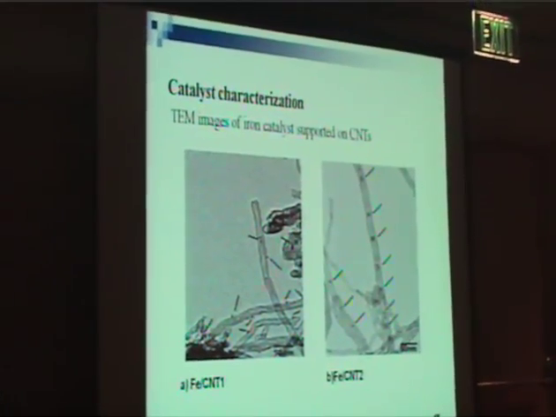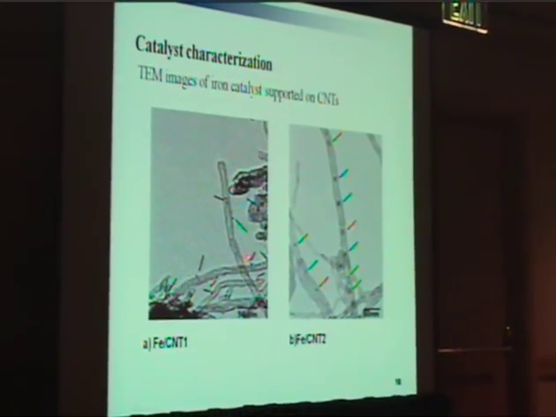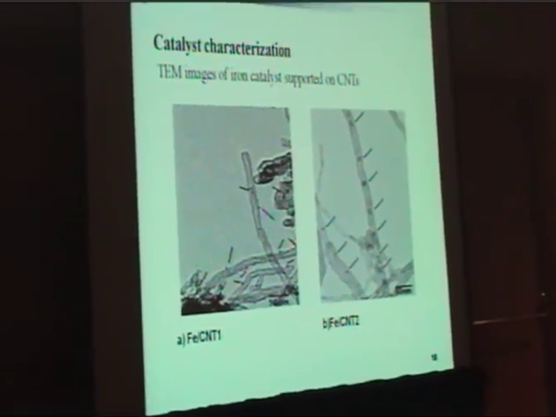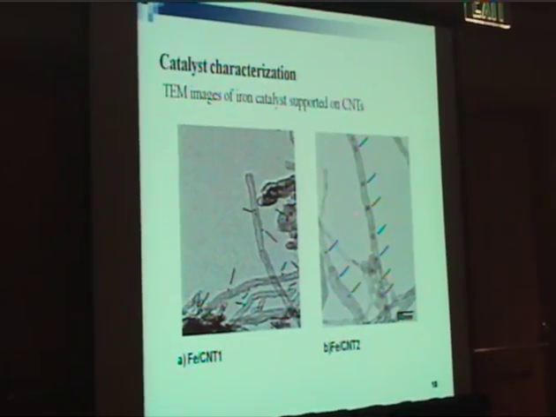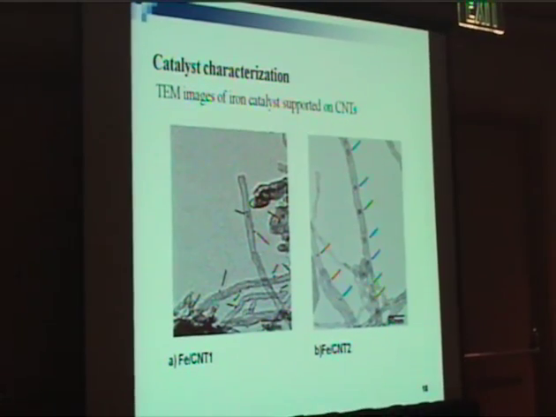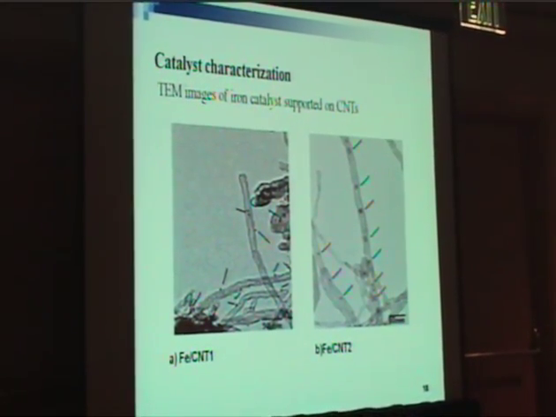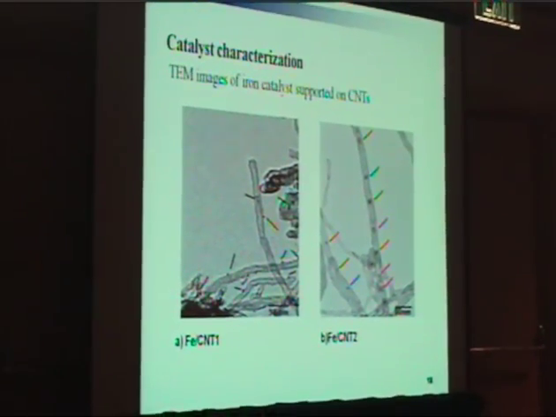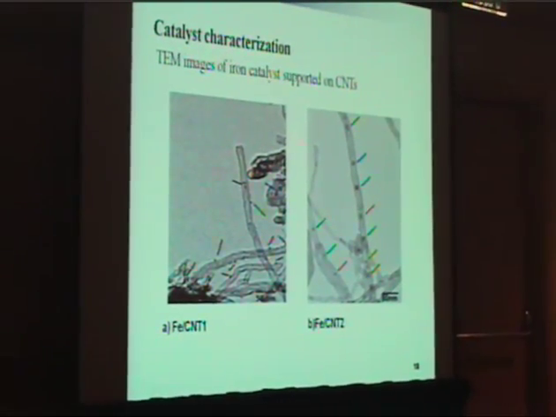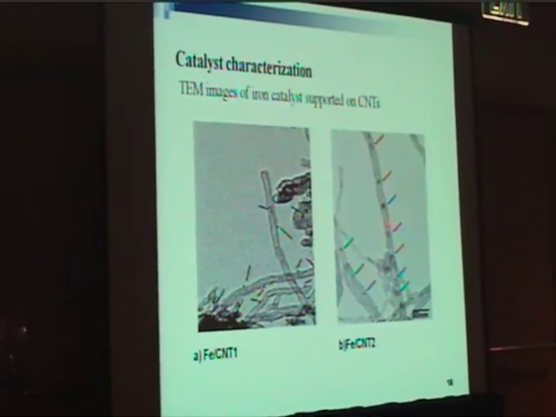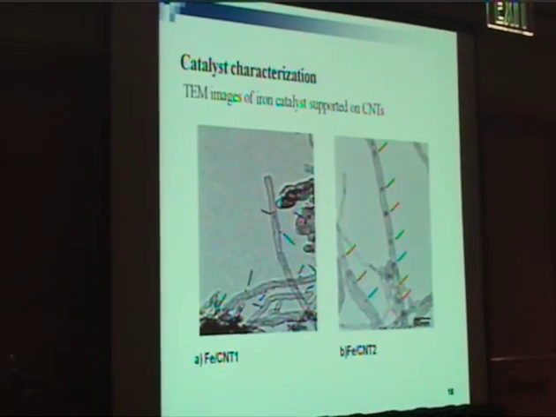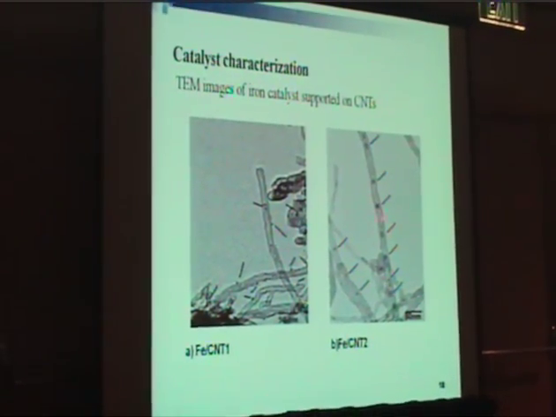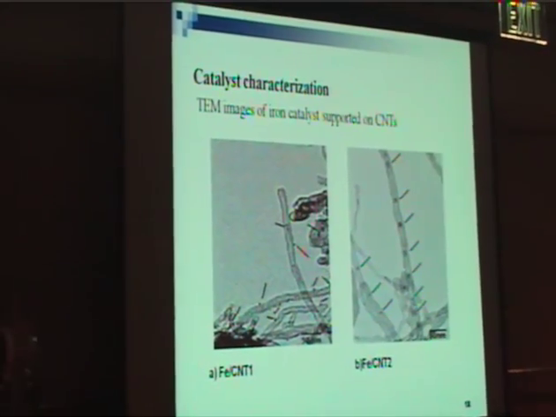The caps are closed, and most of the iron metals are doped on the exterior surface. But in the case of CNT2, we can see that most of them are inside. Since the caps are open, because of the capillary force, when we introduce the metal solution, the metal solution just penetrates inside the nanotube pores. After drying and calcination, we had most of these metal particles inside the nanotube pores.